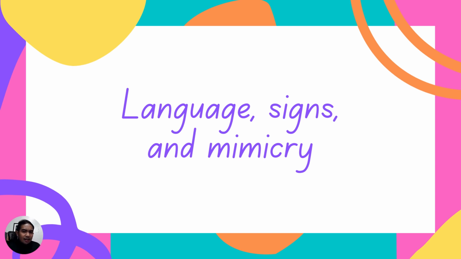Some signs can be meaningful globally, so they can be understood by different types of people, while some signs are only meaningful or understandable to a particular group or community. So what is one thing to do in order to understand language, signs, and representation? One thing that we can do is to look at the concept of mimicry.